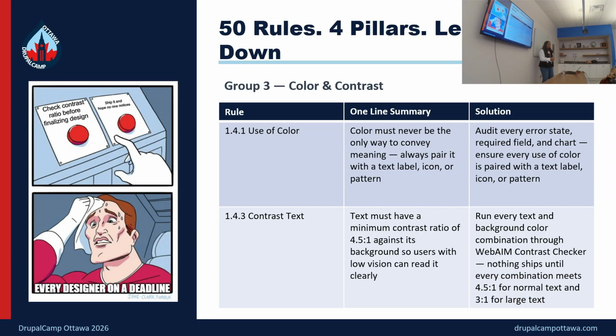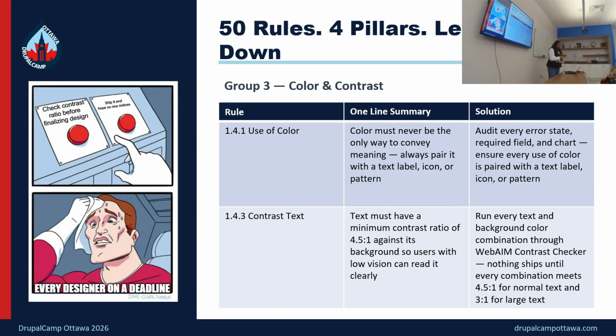Color must never be the only way to convey your information. It must always be paired with a text label, icon, or patterns. So for instance, if you have any input field that throws an error, and you just put a red box there, a red box can be an alert, that can be an information, red can be anything. But we want that information or text under it that says it is an error, and you need to fix it. A solution for this is to audit every error state, required fields, and chart, and ensure every use of color is paired with either a text label, icon, or patterns.